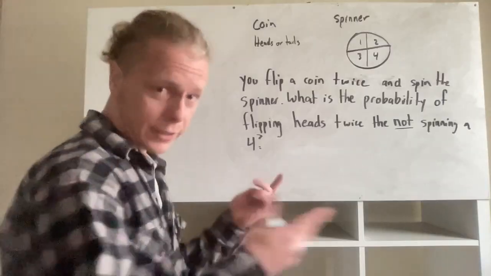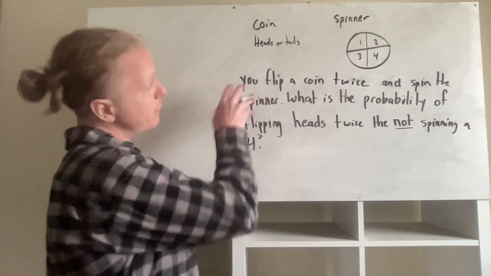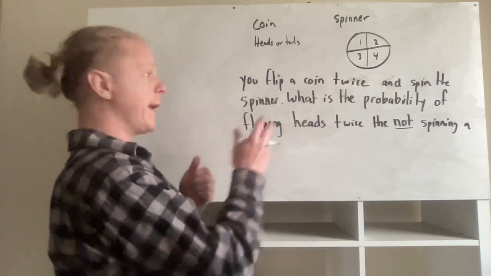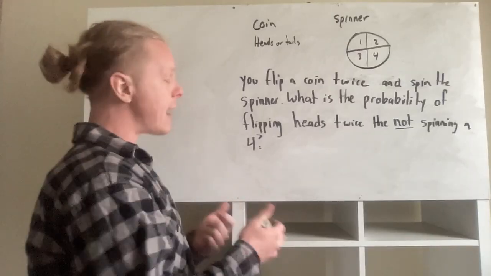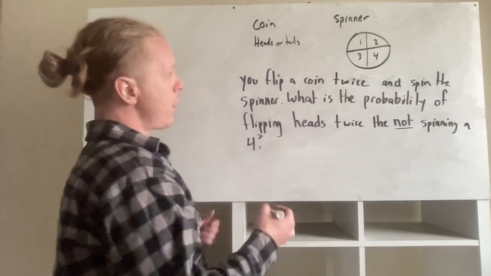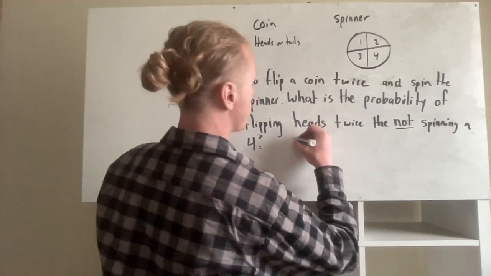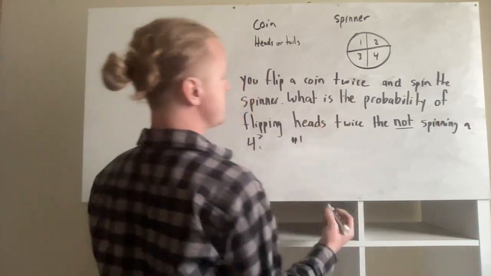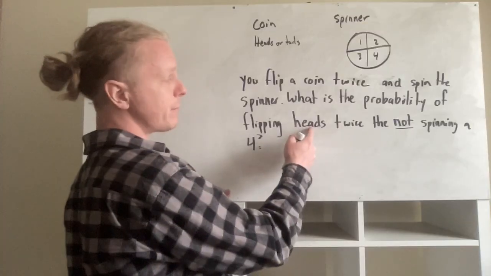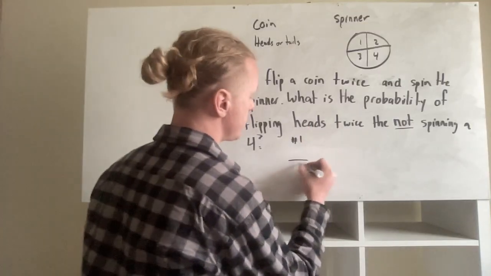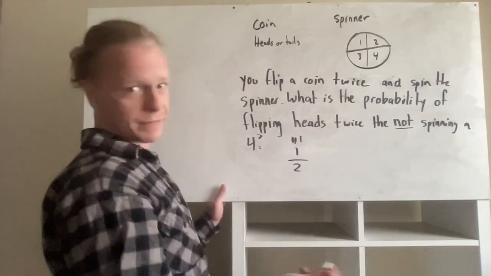Okay, so we're going to take a look at an example of a problem we might see on the GED involving probability. So here it says, you flip a coin twice and spin the spinner. What's the probability of flipping heads twice and then not spinning a 4? So how many different events are there here, right? There's 3 events. Event number 1 is our first coin toss. What's the probability of flipping heads? Well, there's 2 options in a coin, heads or tails. Heads is one of them, so 1/2, 50%.